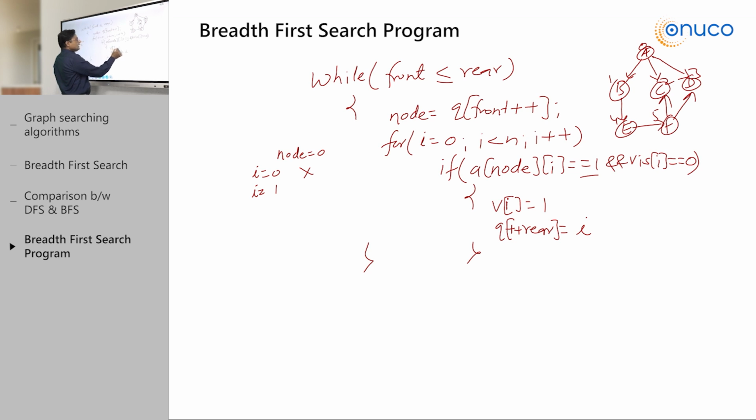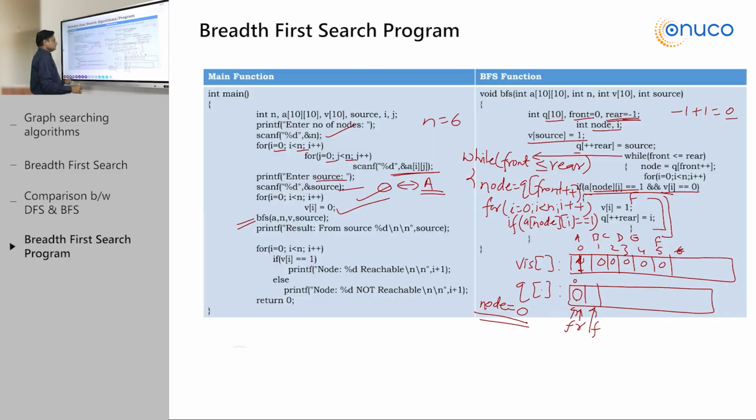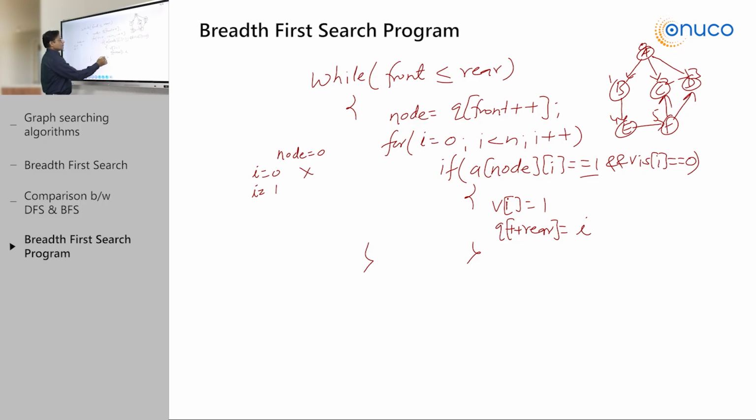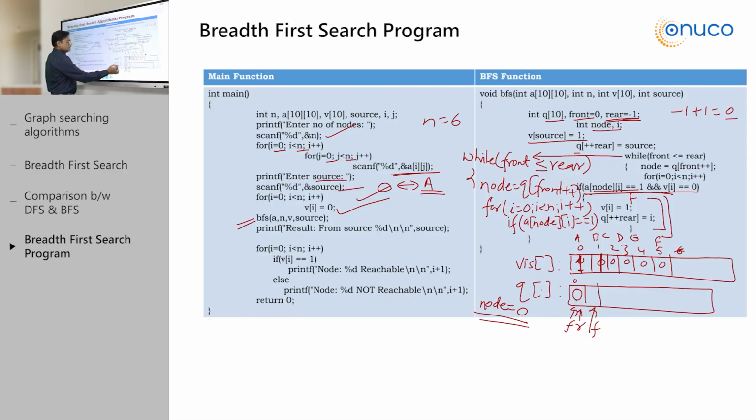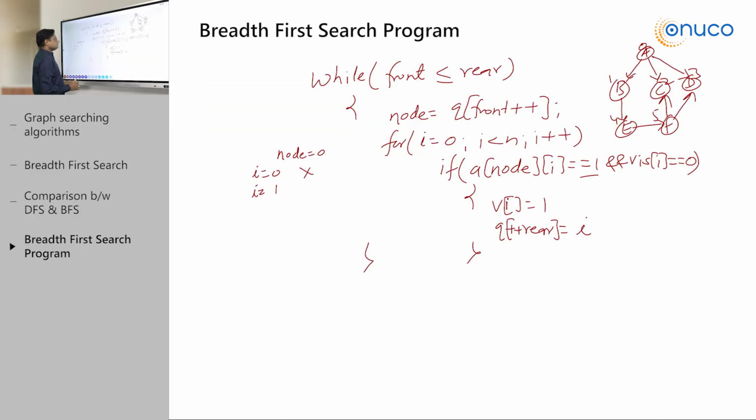What is that? Visited of I is equal to 1. And what is I? I is 1. So visited of 1 is equal to 1. We are going to do that. Next, q of plus plus rear means the rear pointer you have increased and put I into the q, right? Rear was here, now rear increases, rear also came to this position and we have inserted I, okay? So F and rear both are pointing to the same place. Let us see what will happen next.